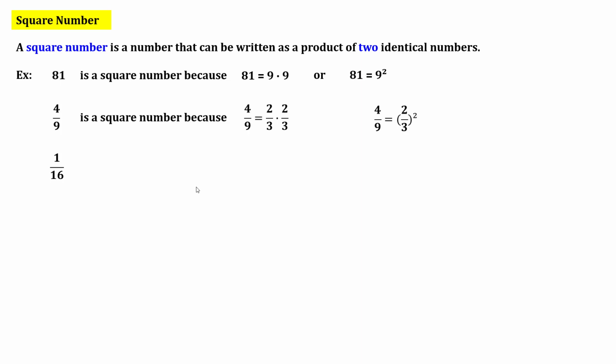4/9, justify that it's a square number. 4/9 is a square number because 4/9 equals 2/3 times 2/3. So 4/9 equals 2/3 squared. Okay? And then 1/16 is a square number because 1/16 can be written as 1/4 times 1/4, or 1/16 equals 1/4 squared.